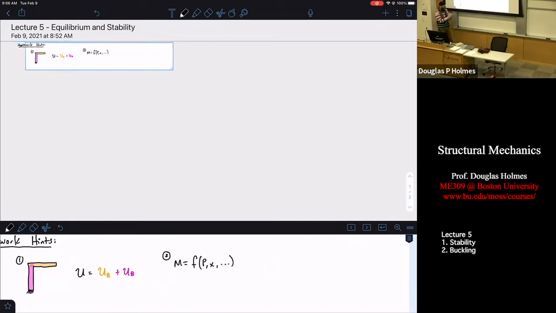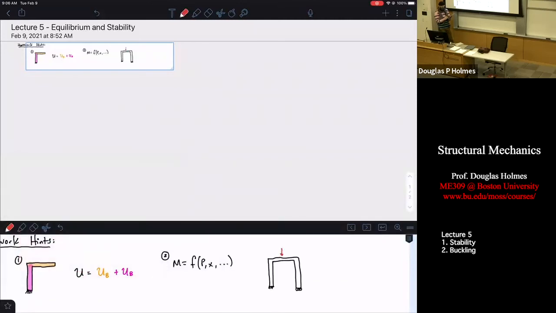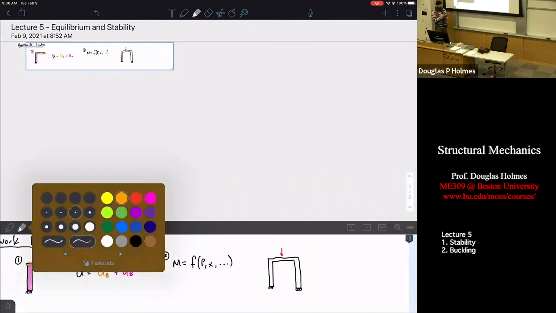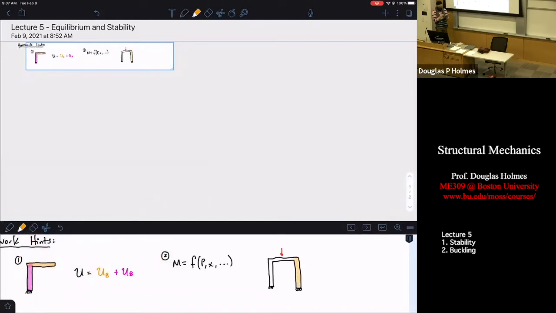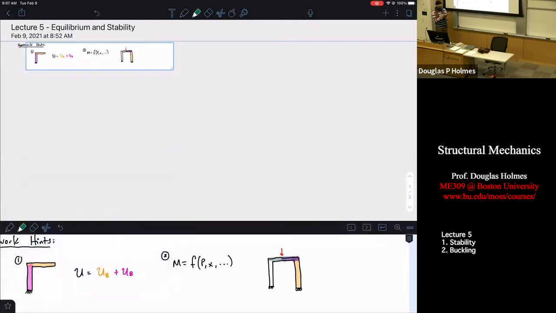That's true also for the more complicated structure that looks like this, in which I think there's a load over here. And so you're going to have to remind yourself that you need to calculate what's happening here, calculate what's happening to the right of the load, and calculate what's happening to the left of the load.